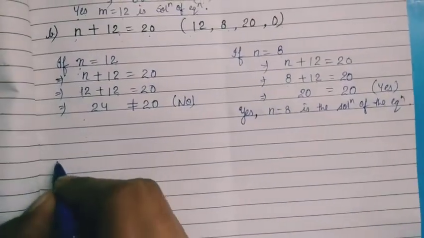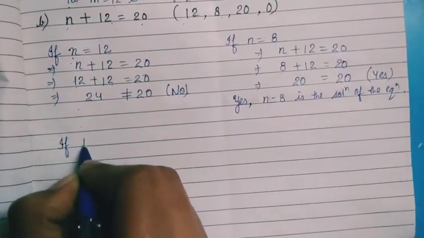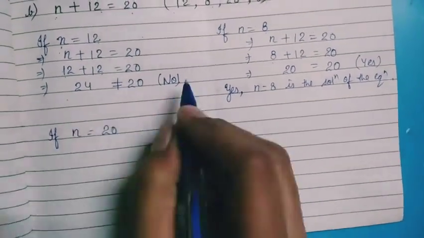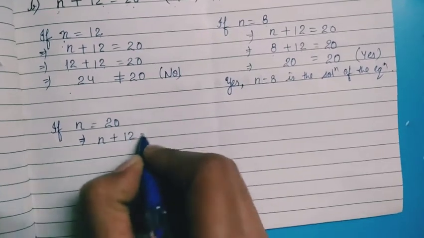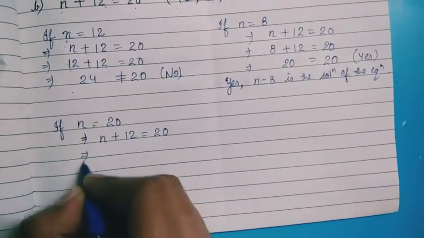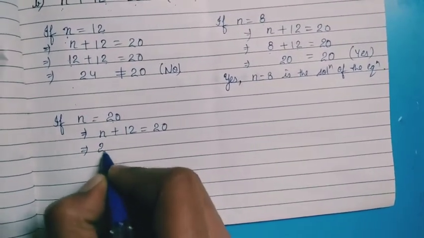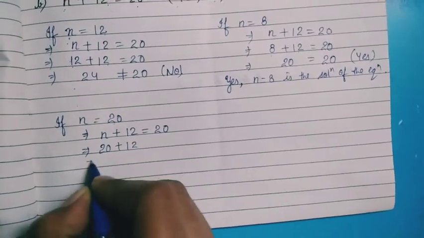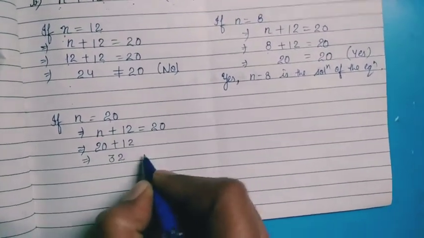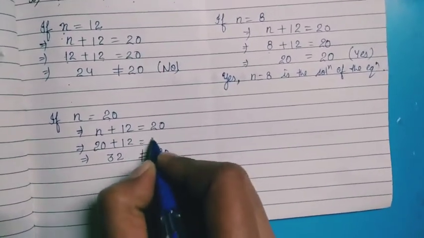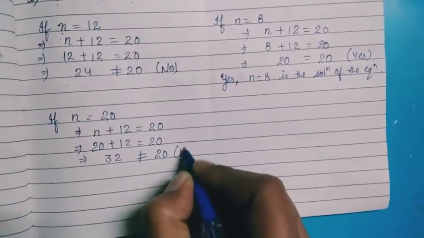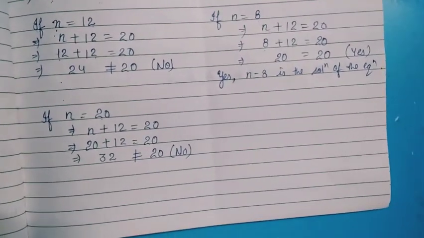Now the third value, if n is equal to 20. For it we will check. The equation is n plus 12 equal to 20. In place of n we will put 20. 20 plus 12 will give us 32. And 32 is not equal to the right side of 20. So this is not the solution of the equation.